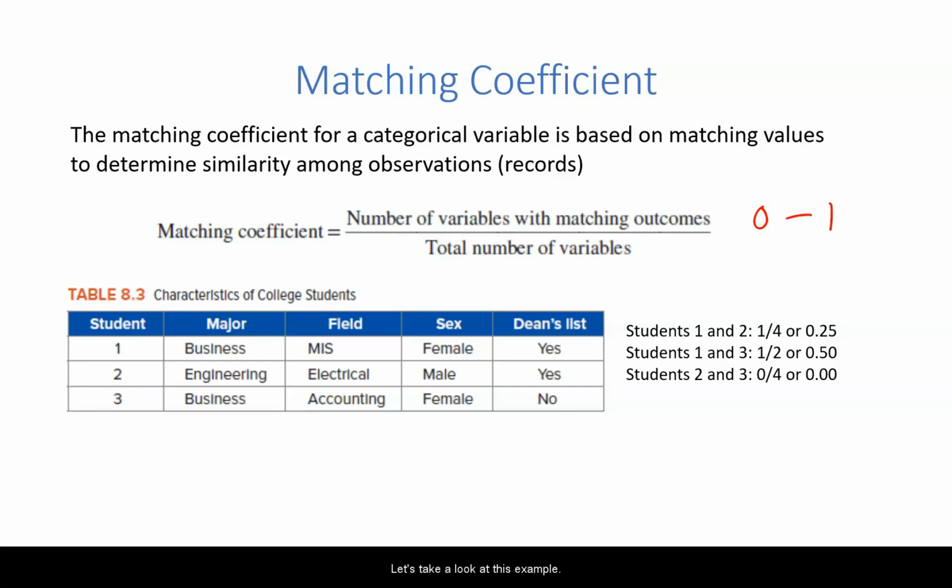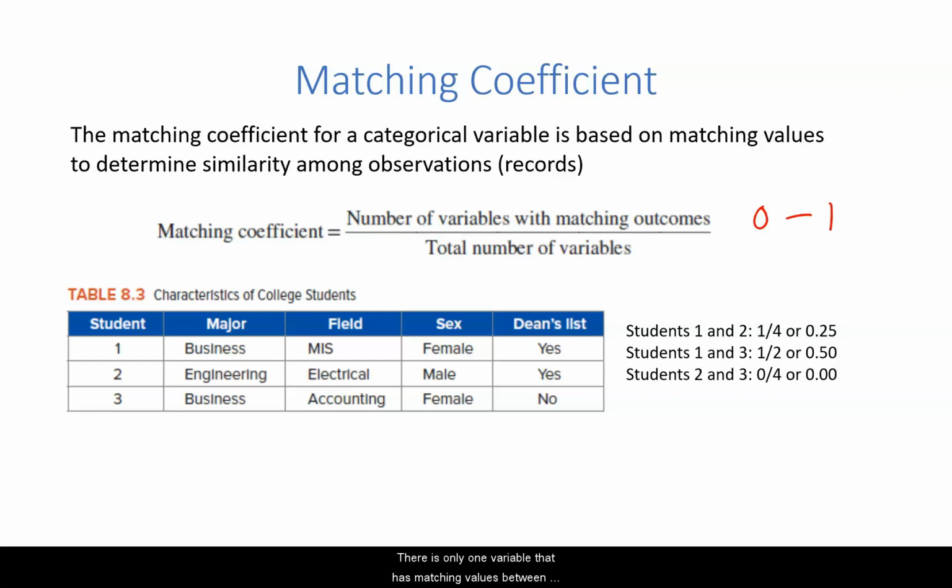Let's take a look at this example. In this example, we have 3 students and 4 categorical variables: their majors, fields of study, sex, and whether they are on the dean's list or not. If you want to calculate the matching coefficient between student 1 and student 2, we'll first find the number of variables with matching values between the 2.